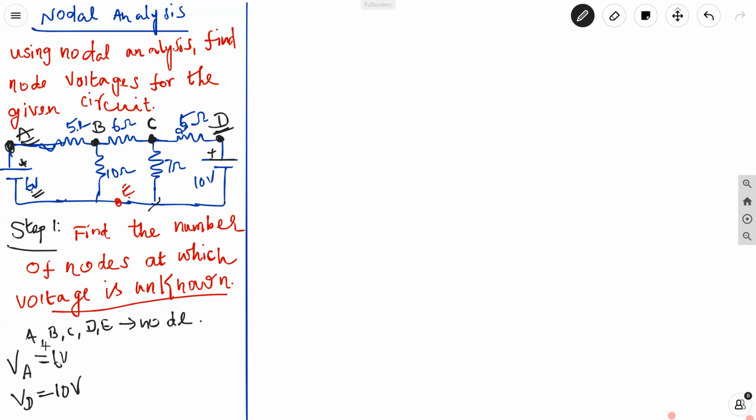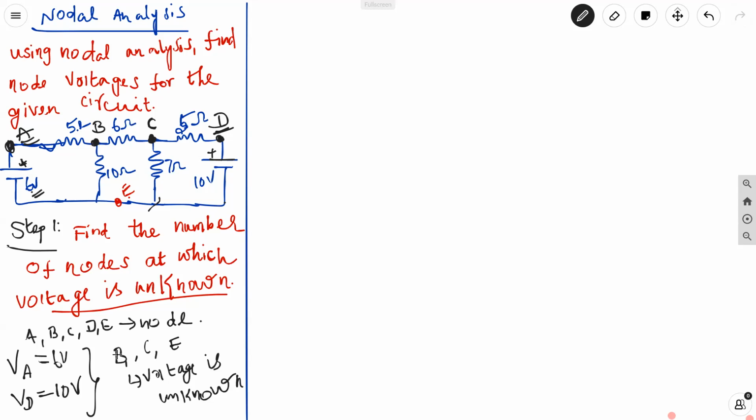Now among these 5 nodes, node B, node C, and the remaining node are the nodes at which the voltage is unknown. So only 3 unknown nodes are there for this particular circuit.